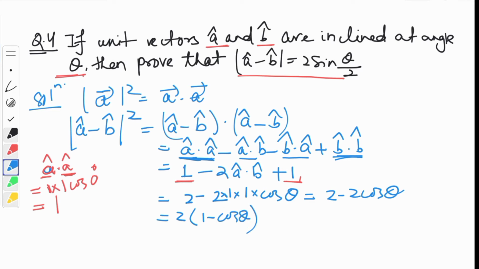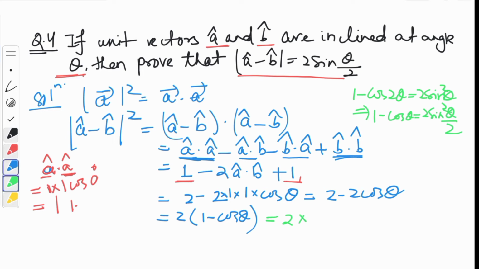What is 1 minus cos theta, children? Do you know? I think you know all those things. You have studied in class 10th. Let me write over here: 1 minus cos 2 theta is equal to 2 sin square theta. Then 1 minus cos theta will be how much? It will be 2 sin square theta by 2. Clear? So here what can I put now? 2 into 1 minus cos theta is equal to 2 sin square theta by 2. So what are we getting? 4 sin square theta by 2.